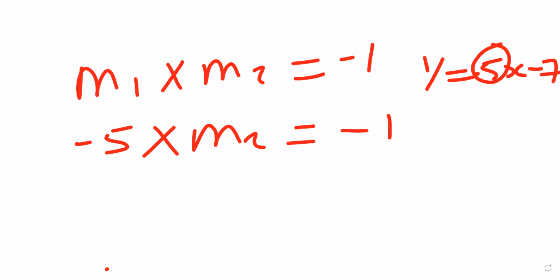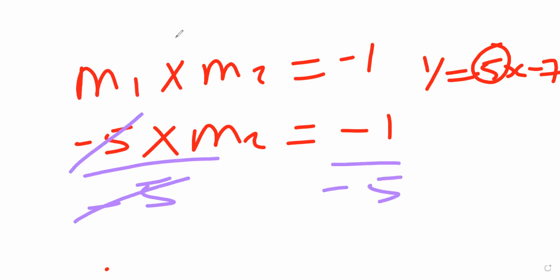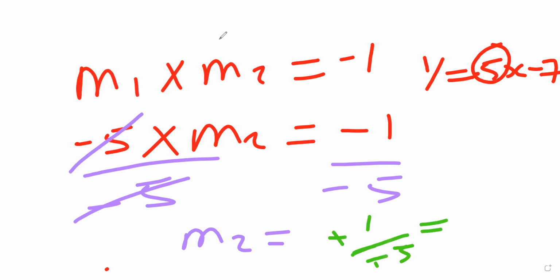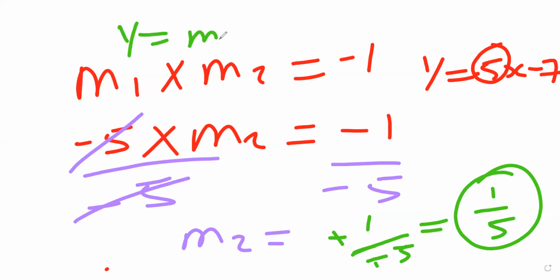Now we can simply solve for M2. Since the -5 is being multiplied by M2, we need to apply the opposite operation to get rid of the -5. So we divide both sides by -5. -5 cancels with -5, and M2 is all by itself. Now what we have right here is -1 divided by -5. The rule says we cancel the two negatives, and so our answer is going to be 1/5. So 1/5 is the gradient of the new line that we're trying to write, that which is perpendicular to this equation.